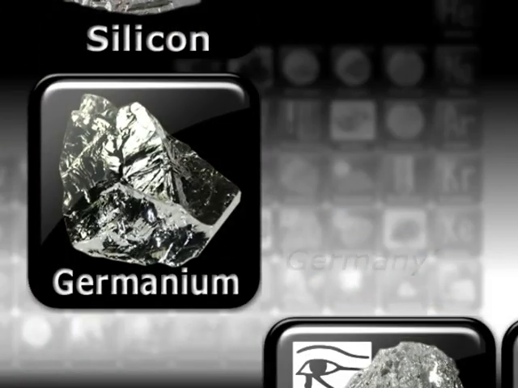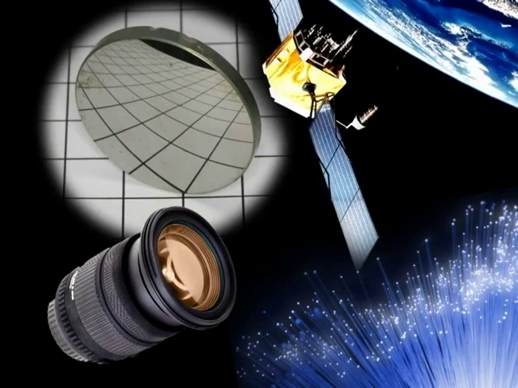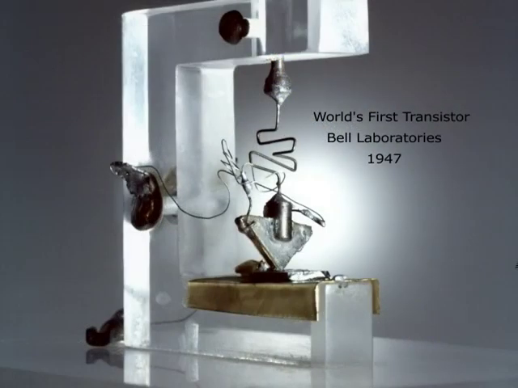Germanium, from Germany, where it was discovered. Germanium is used to manufacture high-end camera lenses, fiber optic systems, and solar panels. Germanium was used to build the world's very first transistor, considered by many to be the greatest invention of the 20th century.